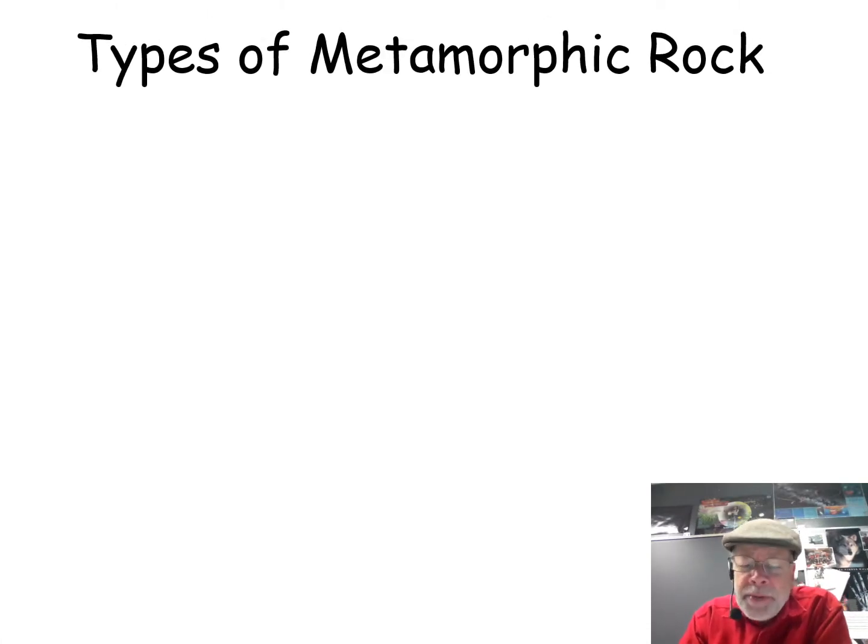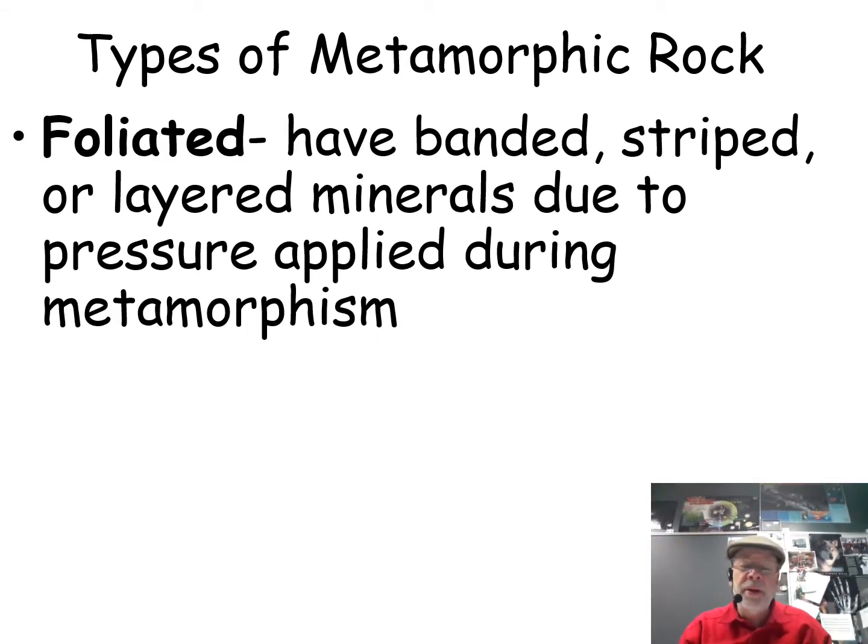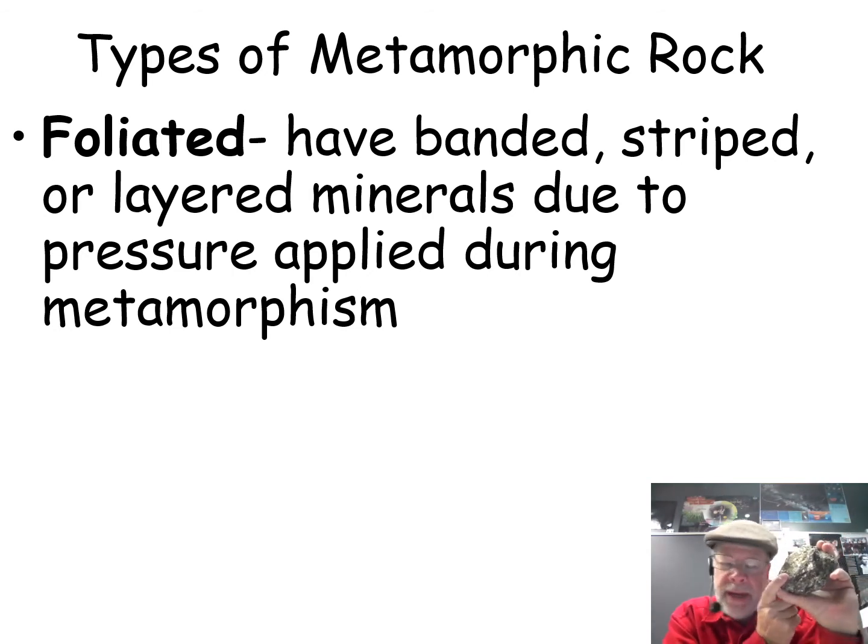So, some types of metamorphic rock to pick up and actually look at. Foliated rocks have banded, striped, or layered minerals due to pressure applied during the metamorphism. If you take a look at this rock, it has a shiny, flaky appearance. You can actually get flakes to come off of this. And it's mica. So this would be a foliated rock, an example of that.